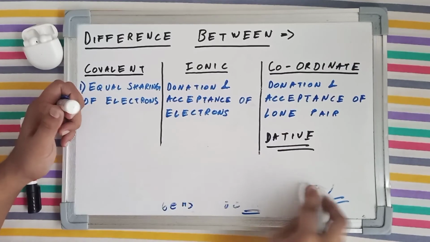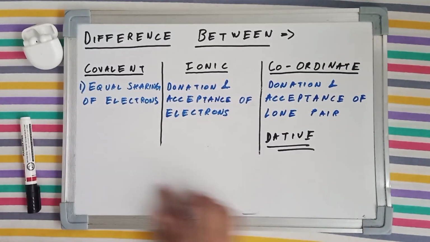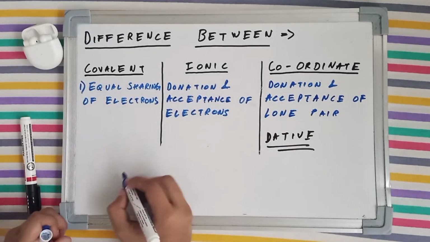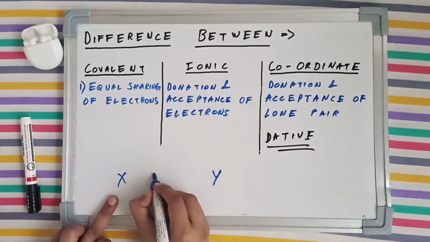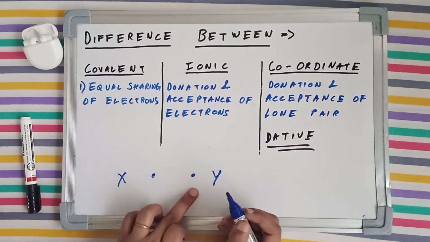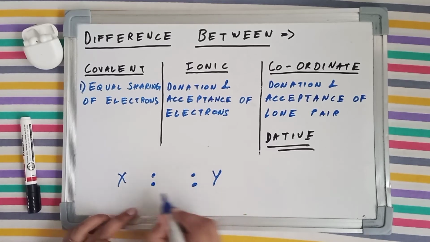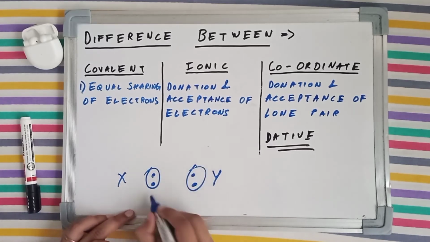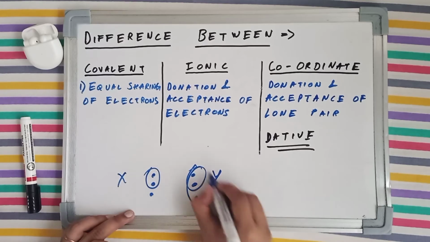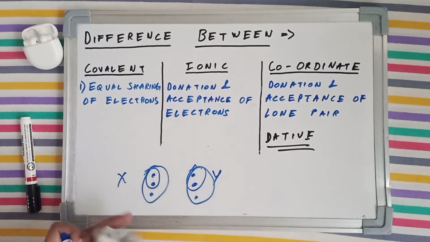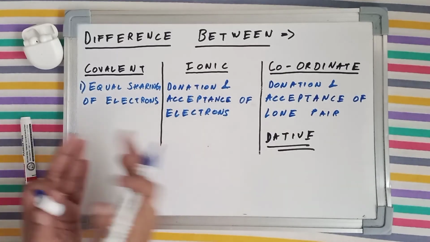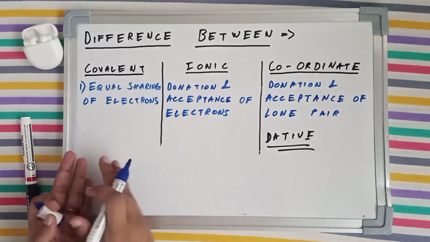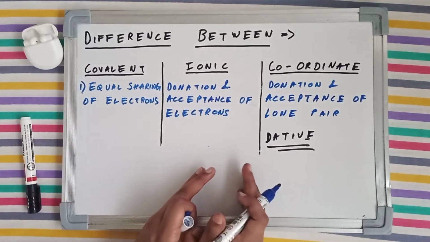Let's revise it again. In a covalent bond there's a sharing of electrons. Suppose there's an atom X and an atom Y. They both are sharing electrons. They could be sharing 1 electron, they could be sharing 2 electrons, 2 from X, 2 from Y. They could be sharing 3 electrons, 3 from Y, 3 from X. So this was covalent bond, and the number of shared electrons will be counted in both X's account and Y's account.